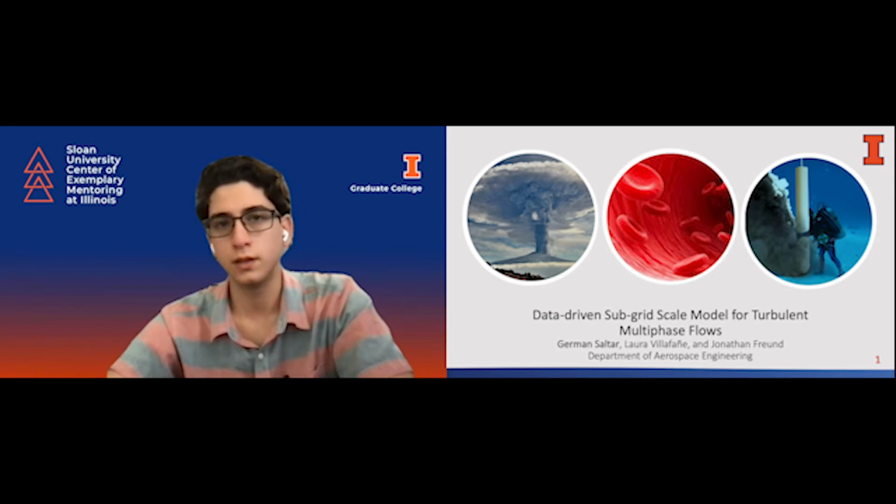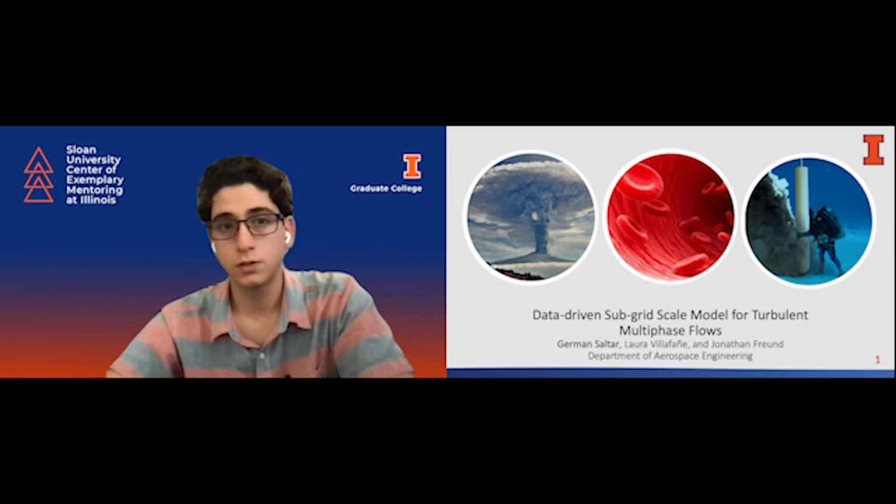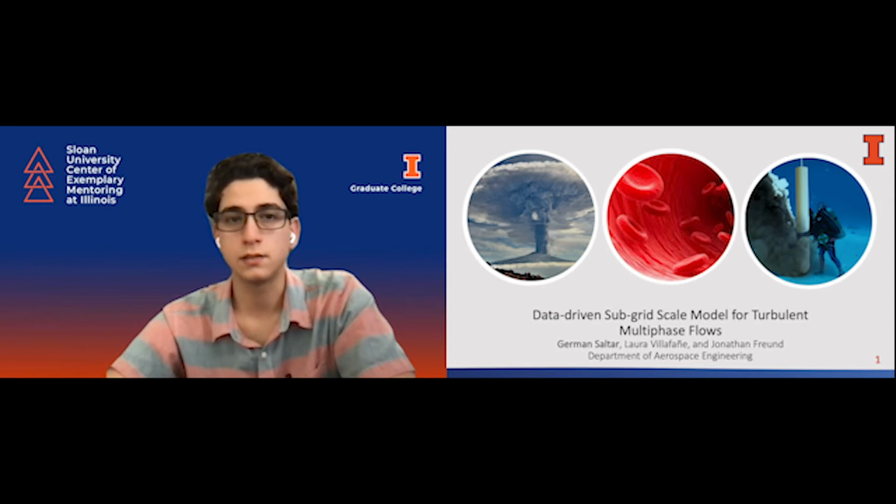What if I told you that volcanic ash plumes, blood flow, and oil spills all have something in common? They all can be categorized as multi-phase flows. Multi-phase flows are fluid flows that contain more than one phase or component. And understanding these flows can help us predict how oil spills propagate in the ocean, how ash and debris is transported in the air, and it can even help us understand the cause of various heart diseases.